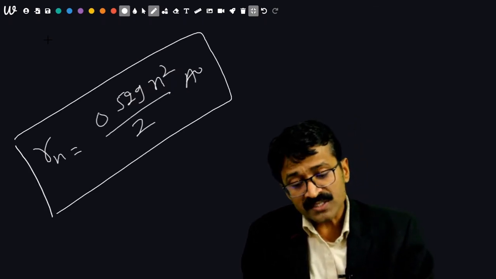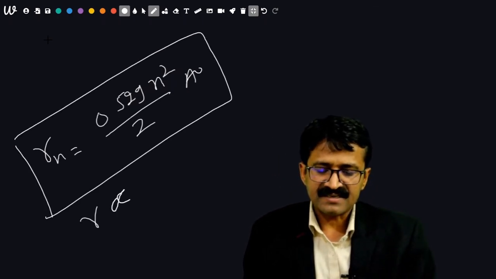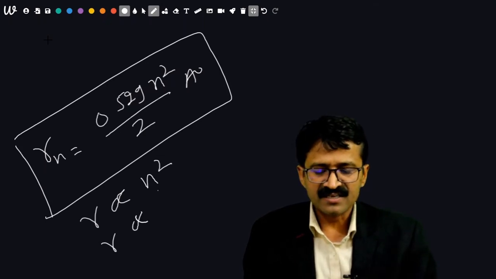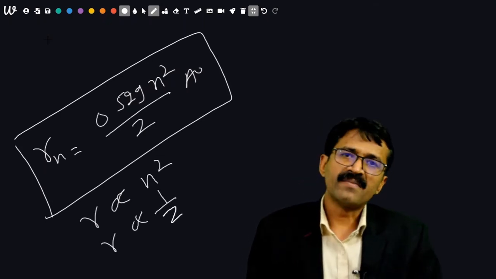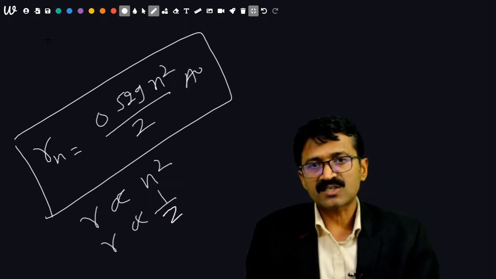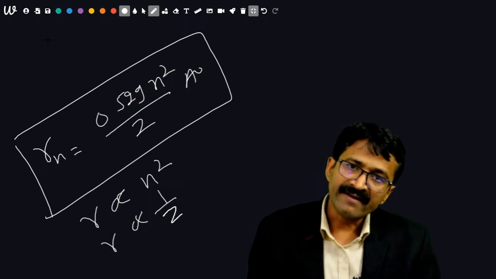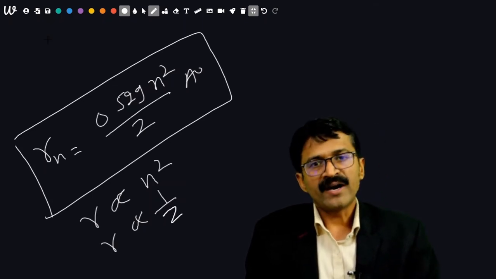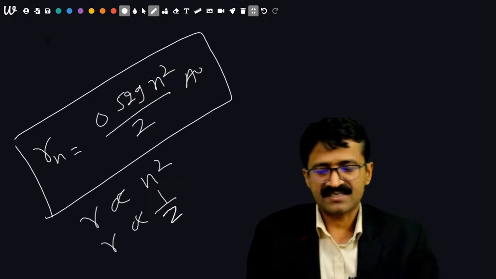This result shows that radius is directly proportional to n square. Radius is inversely proportional to atomic number Z. That means for different orbits of increasing order, the radius will increase, and for increasing order of atomic number, radius will decrease.